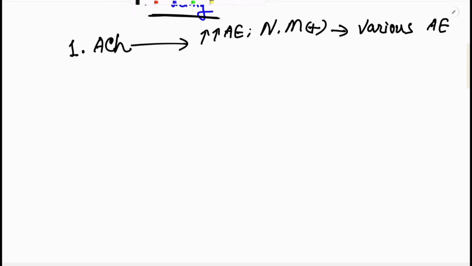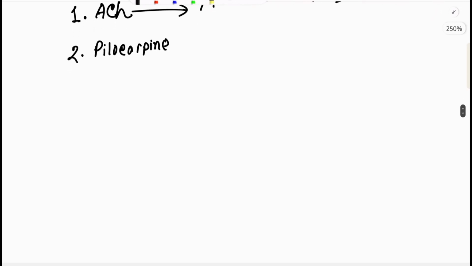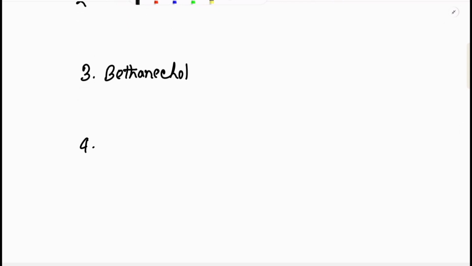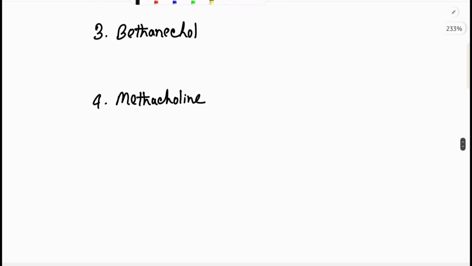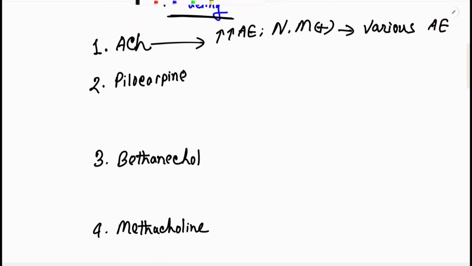Then our next drug is pilocarpine. The third drug is bethanechol. The number 4 drug is methacholine. And our last drug here is carbachol. So at first we will discuss pilocarpine.